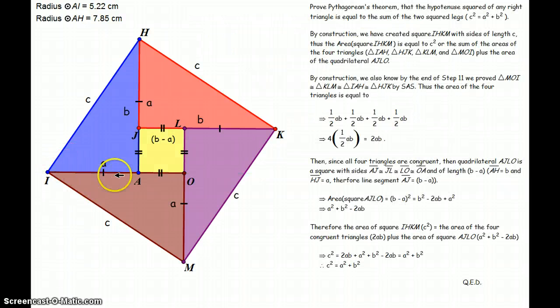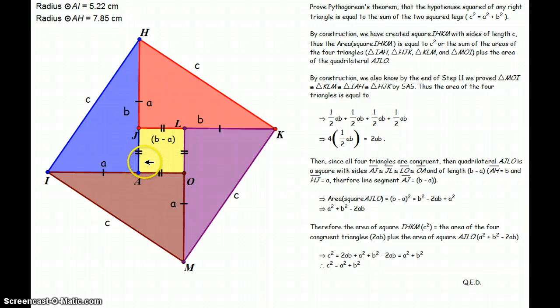Which then brings us to our proof. By construction, we know we have created square IHKM, all with sides of length C. Thus the area of the square IHKM is equal to C squared, or it is equal to the sum of the areas of the four triangles plus the area of the quadrilateral AJLO.